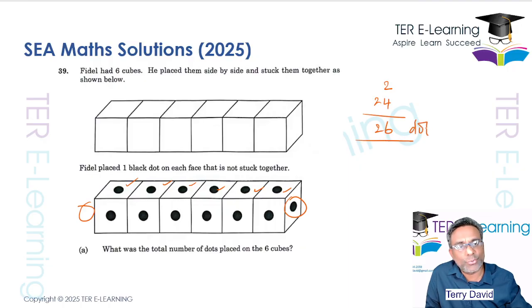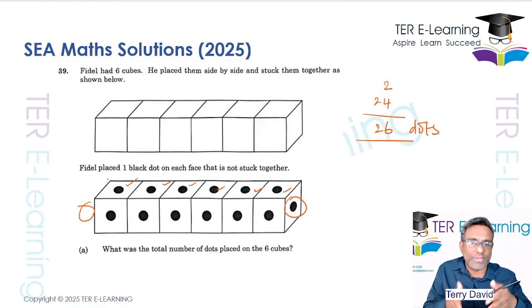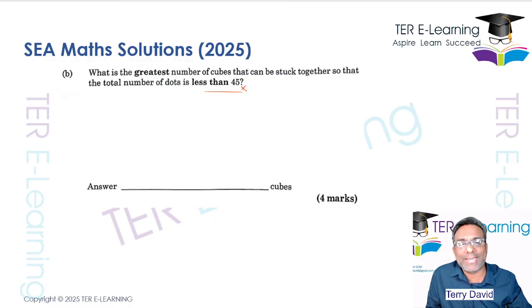That's what you're going to get, 26 dots. What else now? Now they said, what is the greatest number of cubes that can be stuck together so that the total number of dots is less than 45, right? So you're stacking these, well not stacking, but they put them side by side, right? And you want to figure out what's the maximum you can get such that you can't exceed 45.